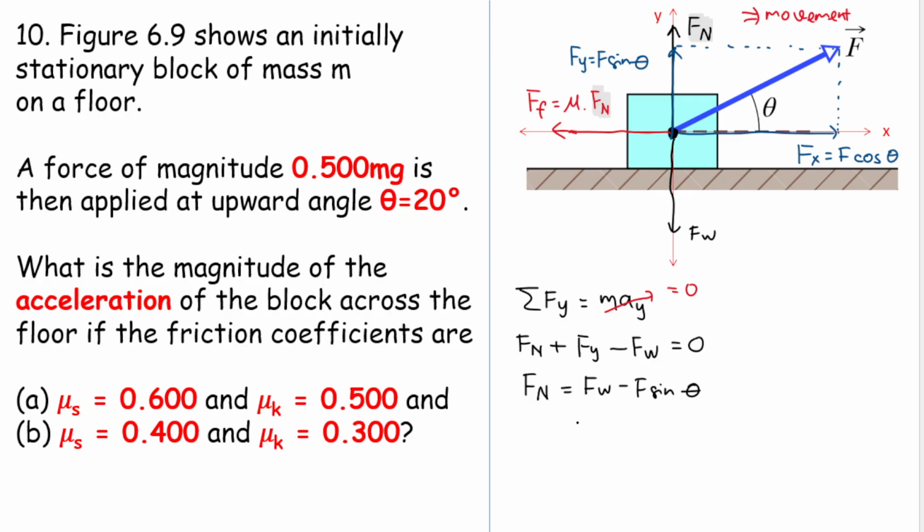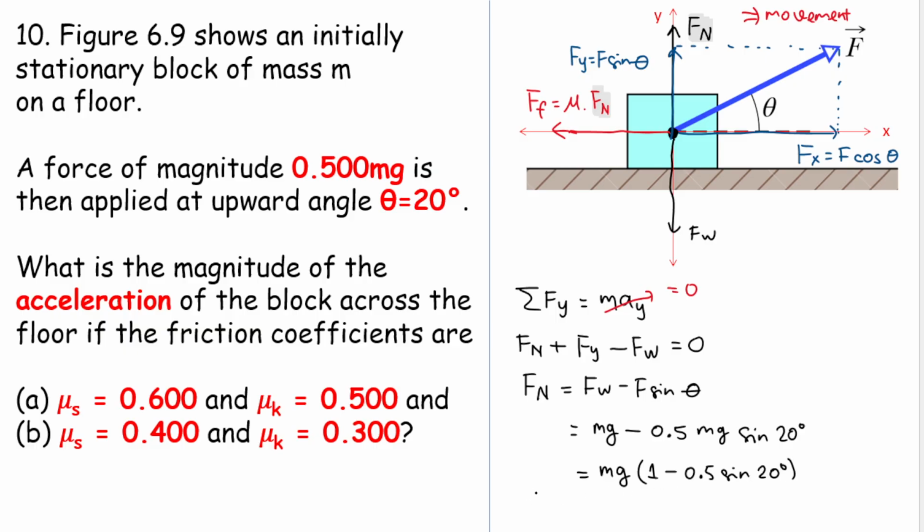And then let's plug that in, right? So I will have Fw, which is the mass times gravity, and then minus F, which is 0.5 mg, times sine of theta. What is theta? Theta is 20 degrees. So I have sine of 20 degrees. And we can take out this mg here. So I have mg multiplied by 1 minus 0.5 sine 20 degrees.